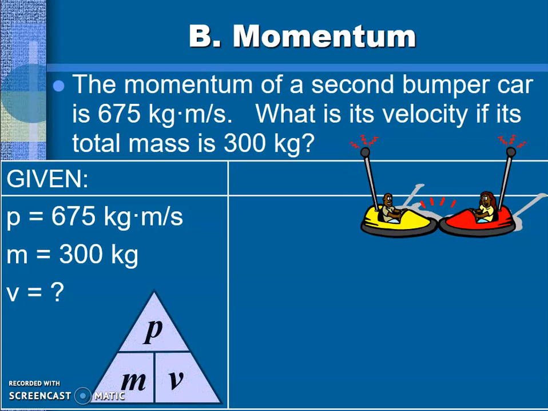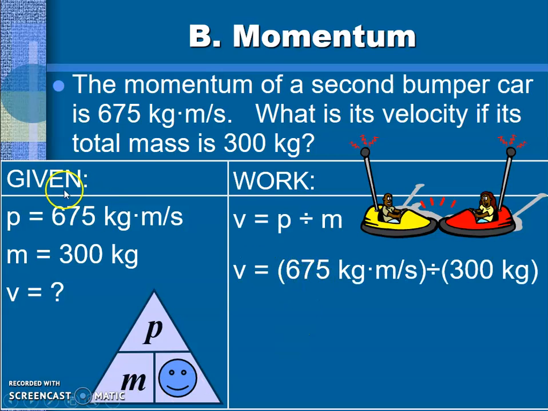Got my equation for momentum. Cover up the V because that's what I don't know. My triangle tells me that I need to do momentum divided by mass. Thank you, triangle. And then I just plug in my numbers. My momentum is 675. My mass is 300. I'm doing kilograms divided by kilograms, so those are going to cancel off. I'm going to be left with just my meters per second. I just pop into my calculator 675 divided by 300, and I get 2.25 meters per second, number and unit.